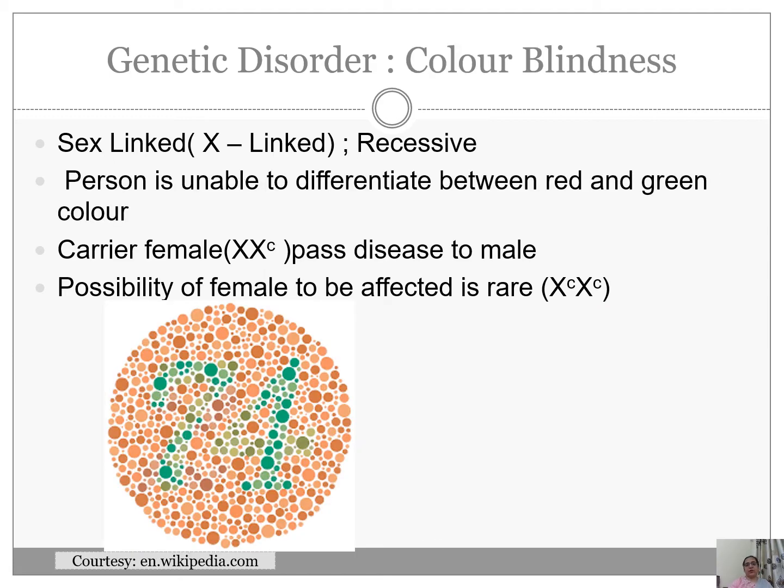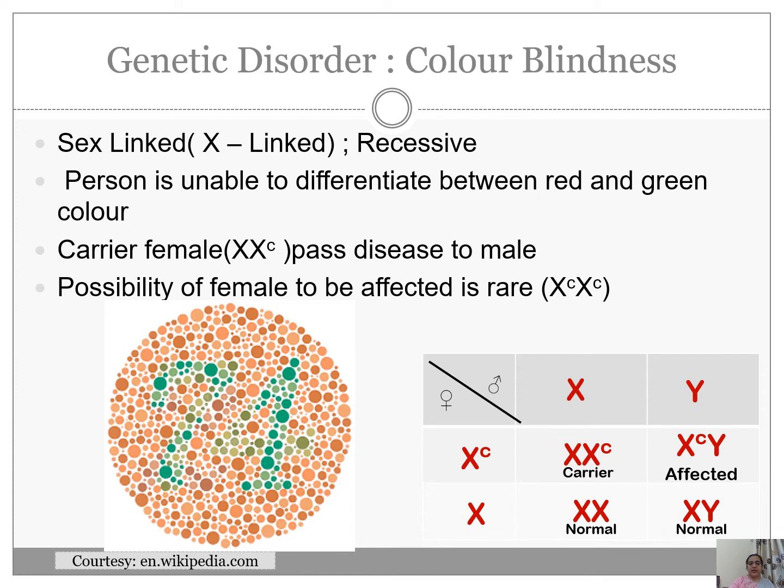Another genetic disorder is color blindness. This is also an X-linked recessive disorder. Here the person is unable to differentiate between red and green color. The female passes the disease to the male, and the possibility of a female being affected is very rare as it requires two recessive alleles, while males need only one affected allele. So I hope you will be able to recognize this pattern, what is written on this. Now understand the inheritance of this trait.